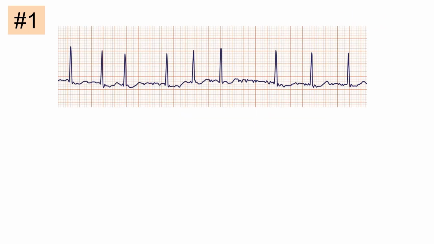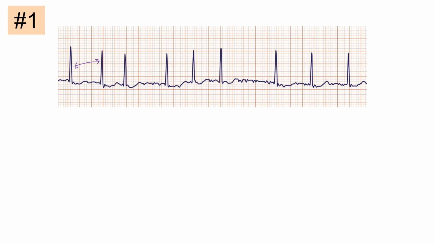We're going to start with number 1 off your practice sheet. So let's take a look at this rhythm. First we're going to determine whether it is irregular or regular. And I can see just with my eyes that this is irregular. So between the R's, we're going to take a look. This is the distance that we're looking at.